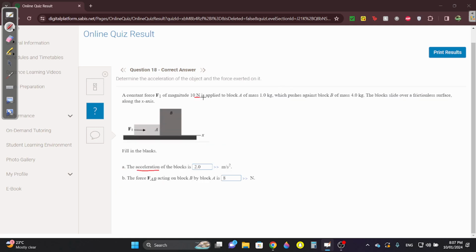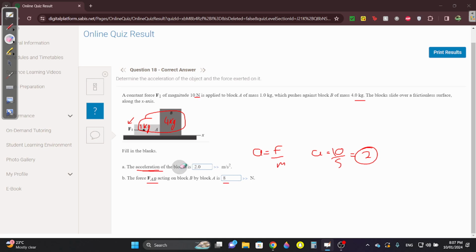Here they gave us 10 newtons. This force is pushing these two blocks with 10 newtons. Block A is 1 kilogram, and they told us block B is 4 kilograms. The acceleration is force divided by mass, like we did earlier. Force is 10. Total mass is 5 kilograms, because 1 plus 4. You get 2.